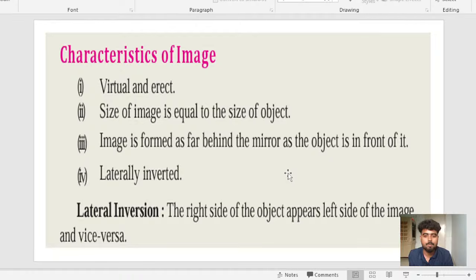Next point. The image is formed as far behind the mirror as the object is in front of it. Let us consider this as the mirror. The object is kept here. So the image will be formed in the mirror. The distance between the mirror and the object is equal to the distance between the mirror and the image. So we can directly say that u is equal to v.